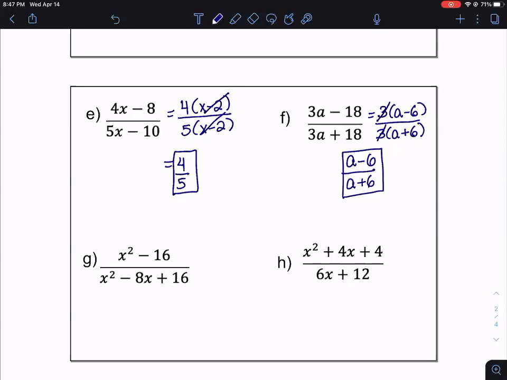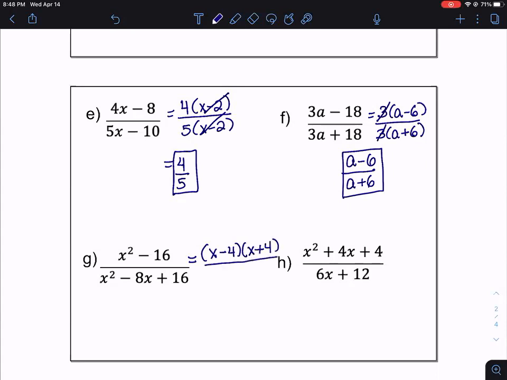Let me actually do G and then I'll take questions just so you guys can see one more. So in the numerator, I do not have a GCF, but the second thing I look for is the difference of squares, and I have x squared minus 16. So that factors into x plus 4 and x minus 4.